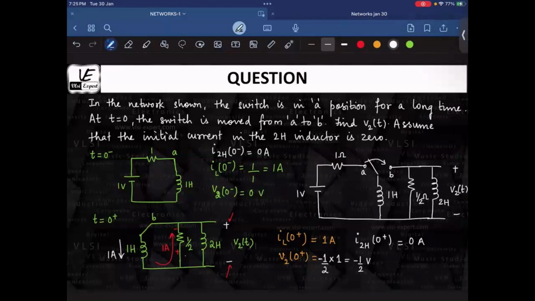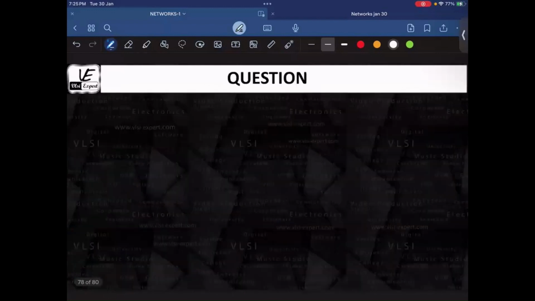So here now we have to draw another circuit which will be corresponding to time t greater than 0. That means after switching, again the steady state is attained. This was steady state, and this was the switching part, where the switching is happening. And then again it has to be back to steady state after switching. So again steady, and that would be t greater than 0.